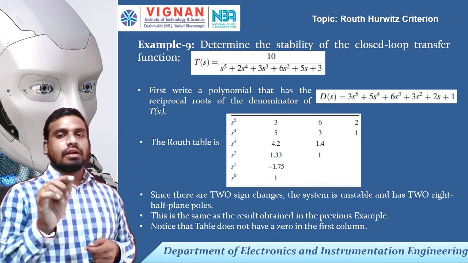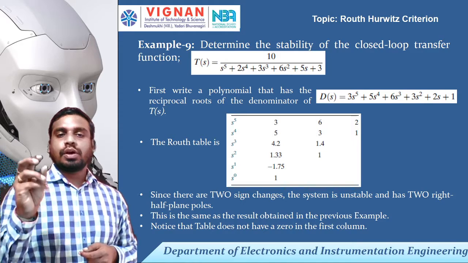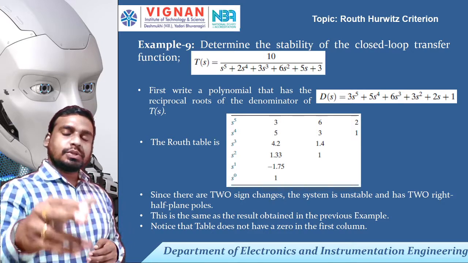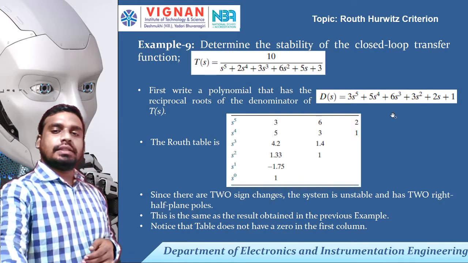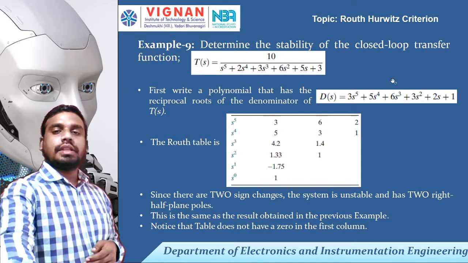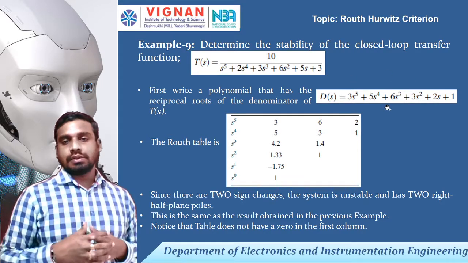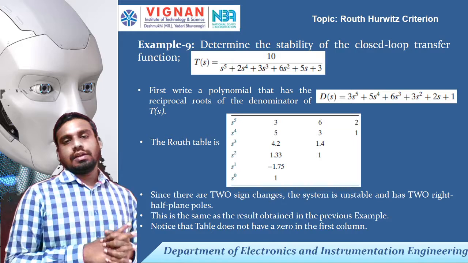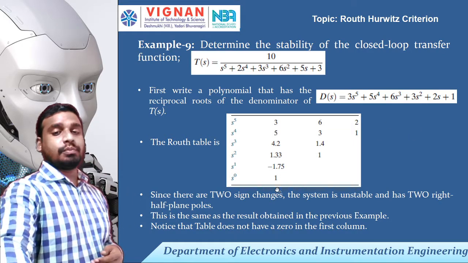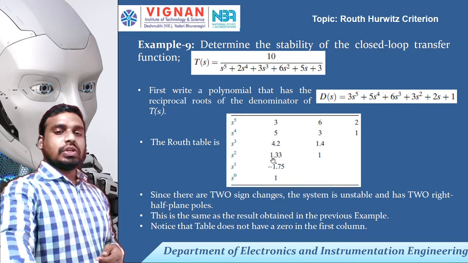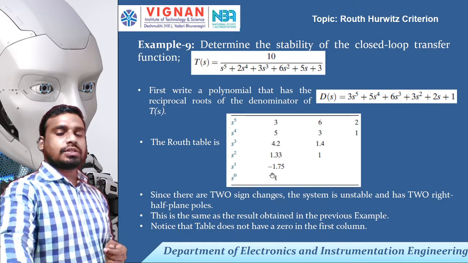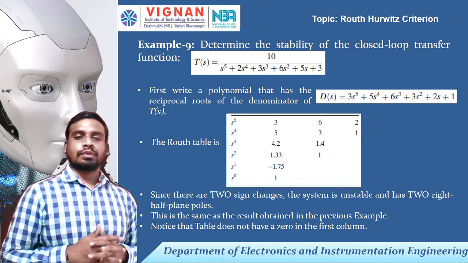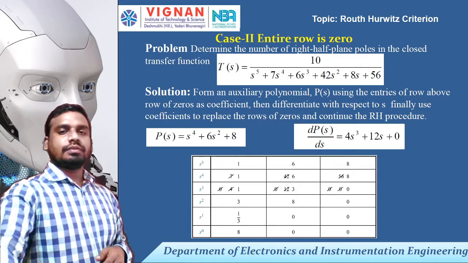This is actually called a polynomial equation with reciprocal roots, right? Once you substitute s equal to 1 by x, you get this polynomial equation. Then for this polynomial equation, write down the root table and follow the same procedure which we followed for the first case. Simple. For this example, the sign changes from positive to negative and from negative to positive. Two sign changes, so two roots are lying in the right half of the s plane. The system is unstable, right?